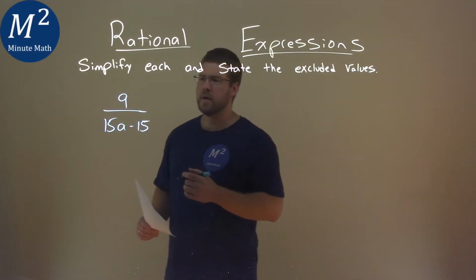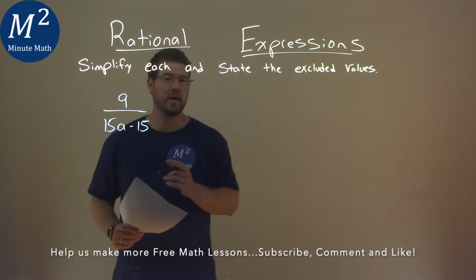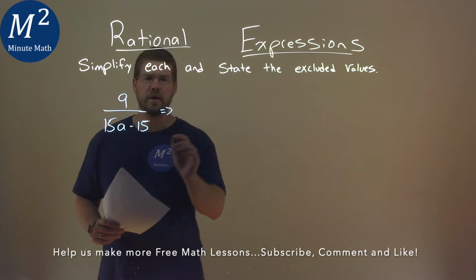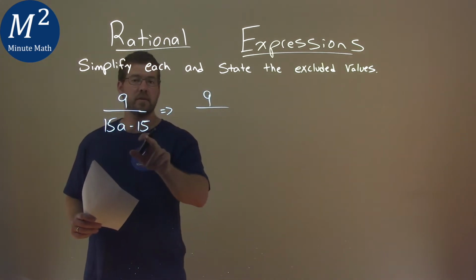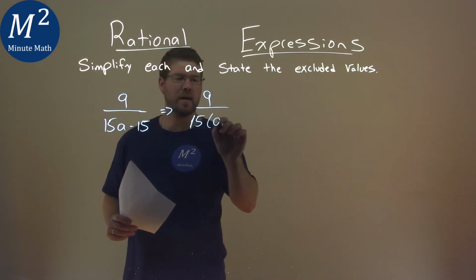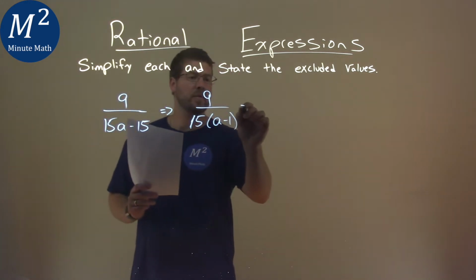We're given this problem right here, 9 over 15a minus 15, and we've got to simplify this and state the excluded value. Well, let's start simplifying. 9 stays in the numerator, but I see here I can pull out a 15 from both parts. So if I pull out a 15, I'm left with an a minus 1 right there. And let's keep on going.